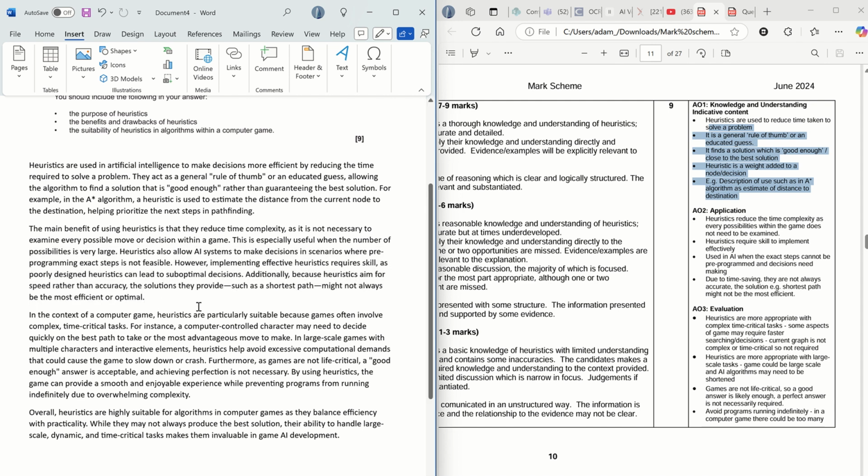In the context of the computer game, heuristics are particularly suitable because games often involve complex, time-critical tasks. For instance, a computer-controlled character may need to decide quickly on the best path to take or the most advantageous move to make. In large-scale games, with multiple characters and interactive elements, heuristics help avoid excessive computational demands that could cause the game to slow down and crash. Furthermore, as games are not life-critical, a good enough answer is acceptable, and achieving perfection is not necessary.